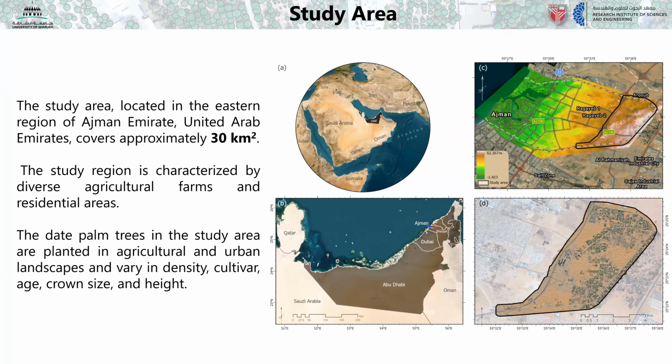The study area of this research is located in the United Arab Emirates, in the Ajman Emirate, which covers 30 square kilometers. The study area is characterized by different agricultural and urban landscapes.